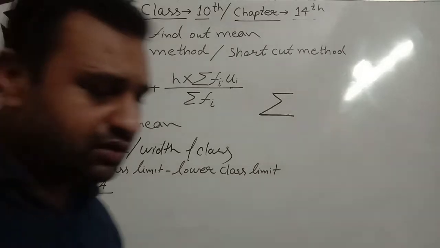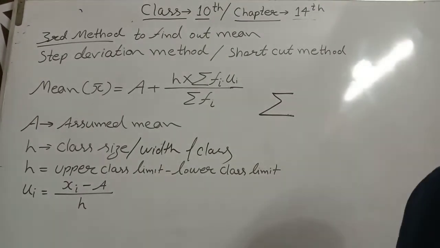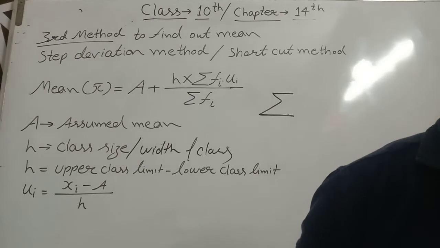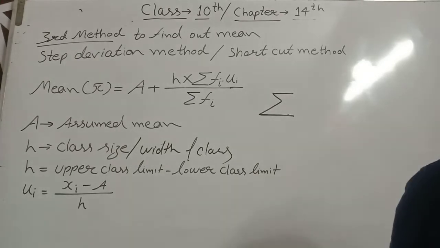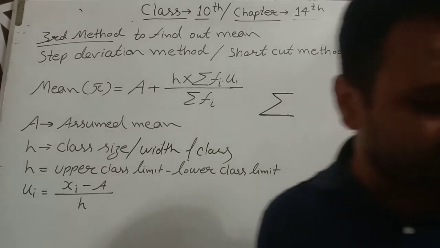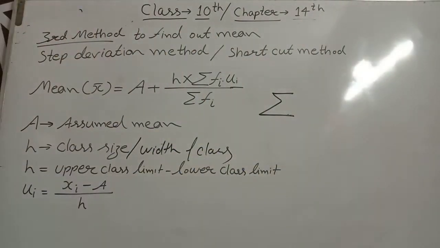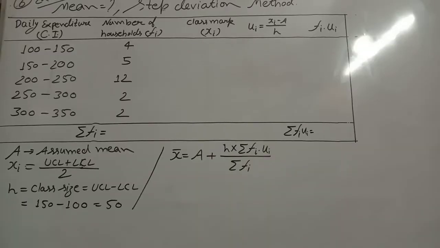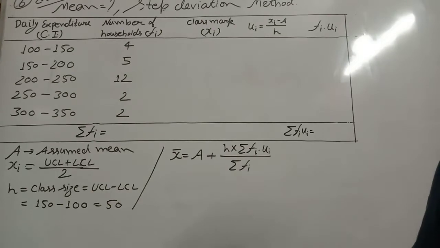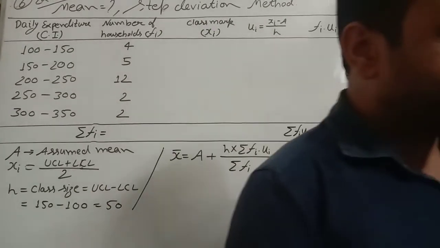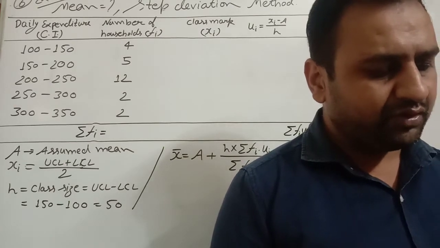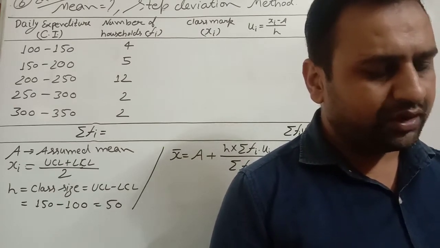Now we solve question number 6 and use the method in question number 6. Please note down question number 6 of exercise 14.1. Okay, I am sure you have noted down question number 6. What is question number 6? The table below shows the daily expenditure on food of 25 households in a locality.